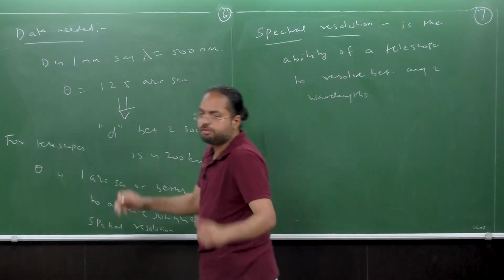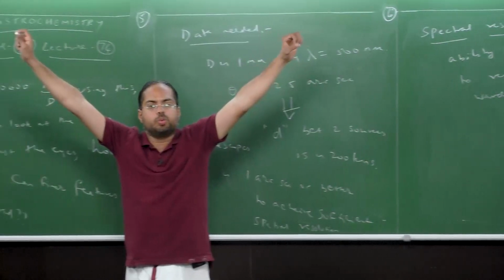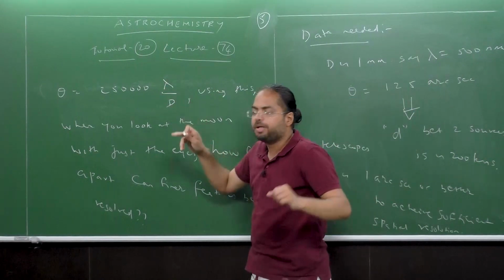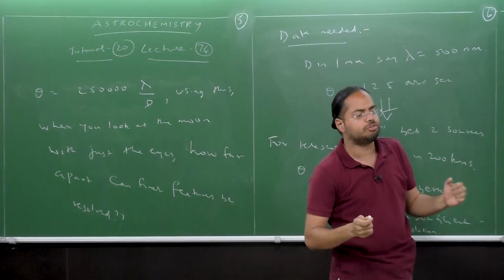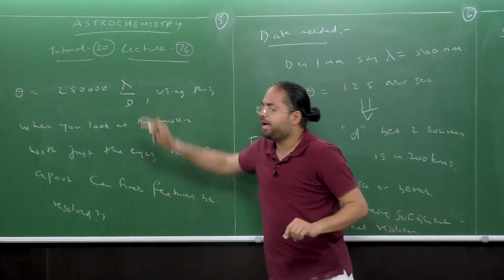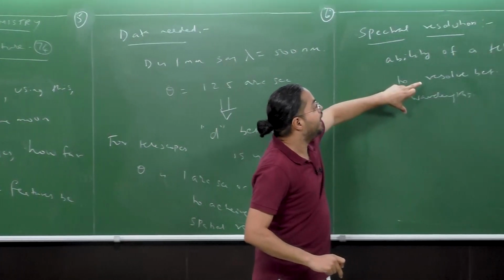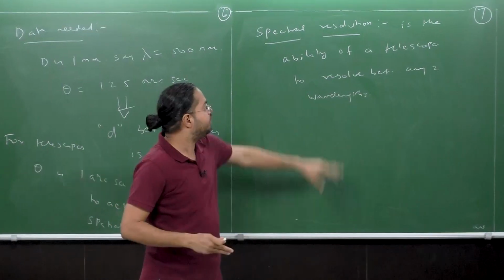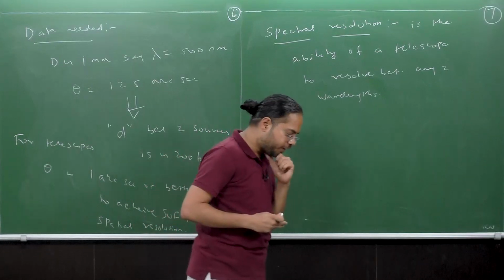So your spatial resolution talked about resolving between any two objects at a given wavelength. So spatial resolution referred to resolving between objects that lie at a distance at a given wavelength. And your spectral resolution is about resolving between any two wavelengths of radiation. Now that's the distinction between spatial and spectral resolution. Now note this point carefully.